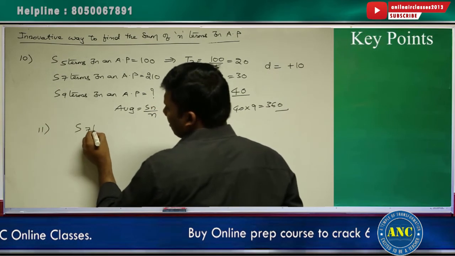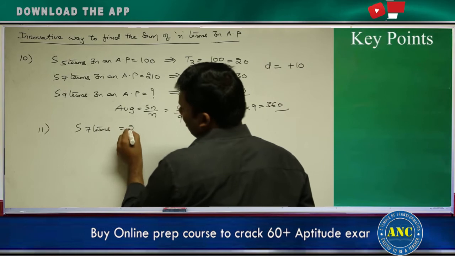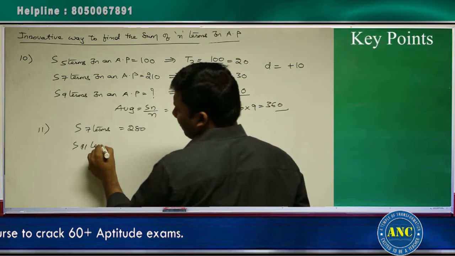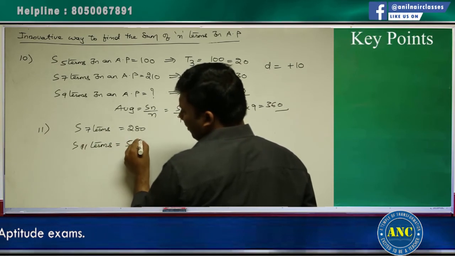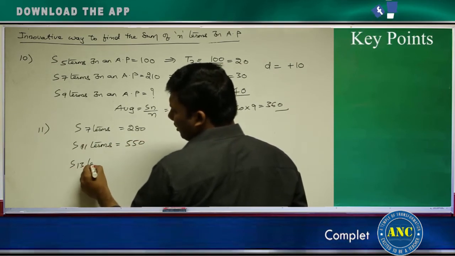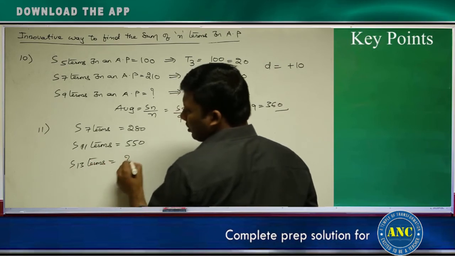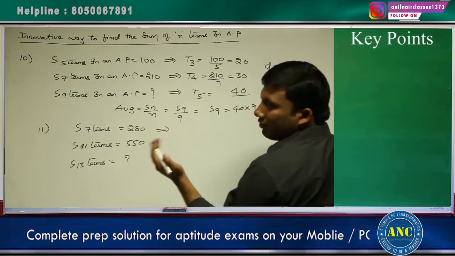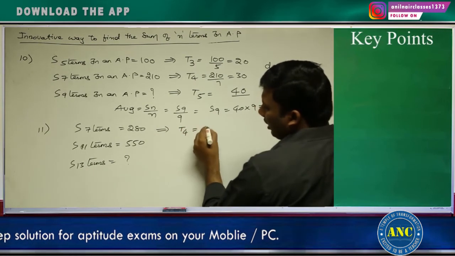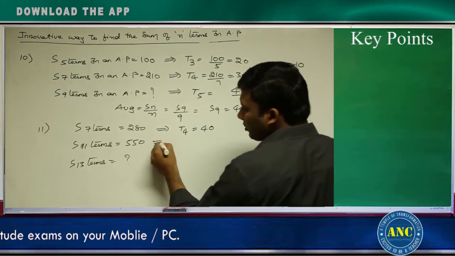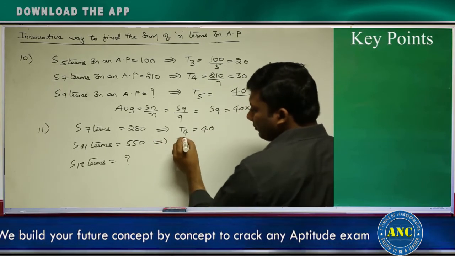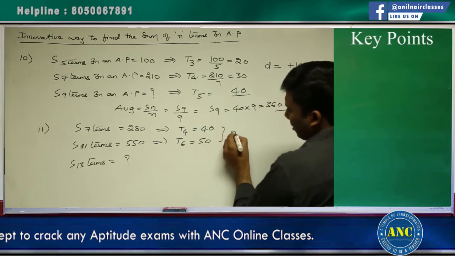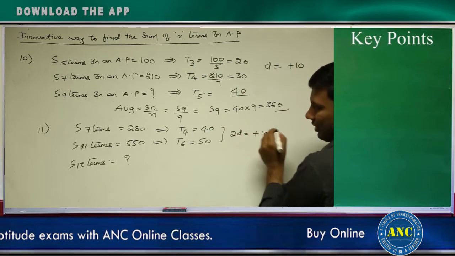Sum of 7 terms is 280. Sum of 11 terms is 550. Sum of 13 terms is how much? Traditional method, optimal method. For 7 terms, 3 to the left, 3 to the right, T4 is equivalent to 40. For 11 terms, 5 to the left, 5 to the right, T6 is equivalent to 50. T4, T6: 2D is nothing but plus 10.